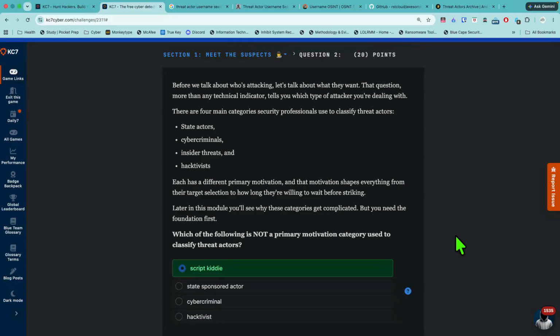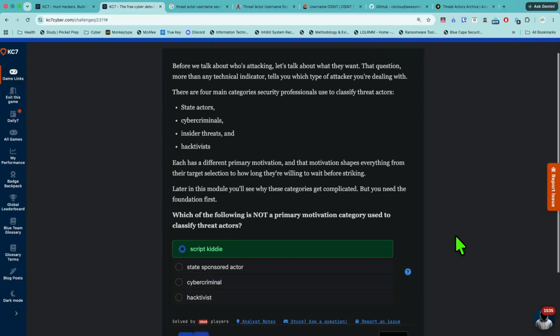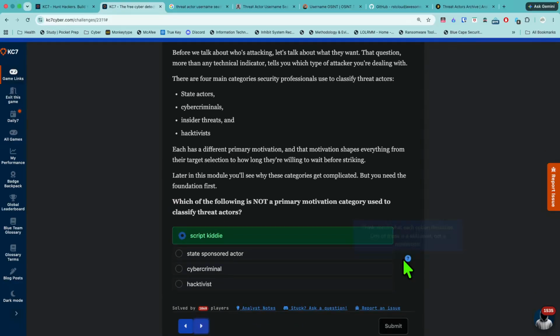So that being said, let's answer the question: which of the following is not a primary motivation category used to classify threat actors? And we have a hint. And our hint is, think about what each option describes. One of these is a skill level, not a motivation.